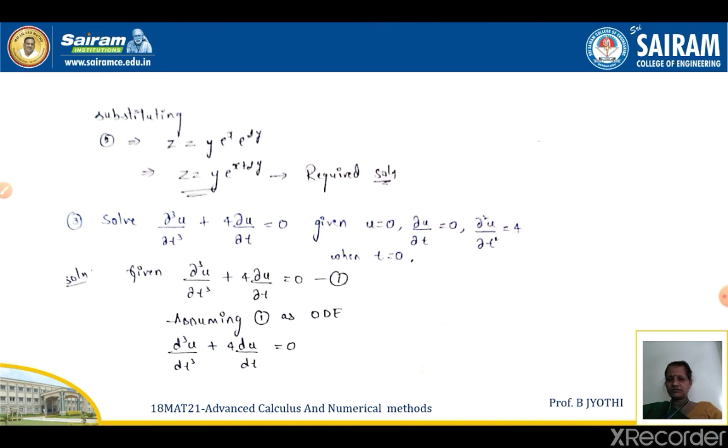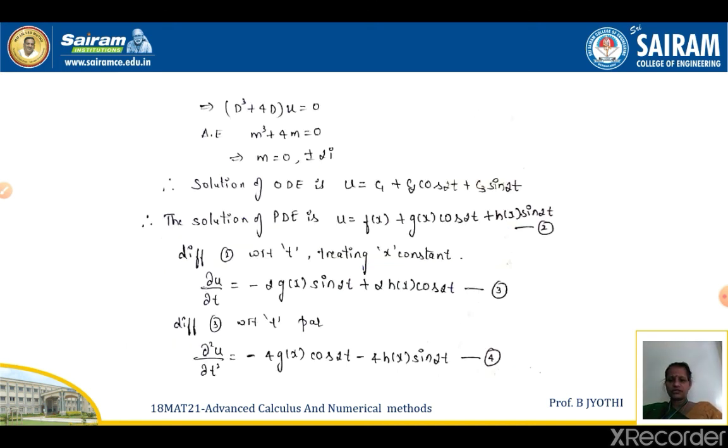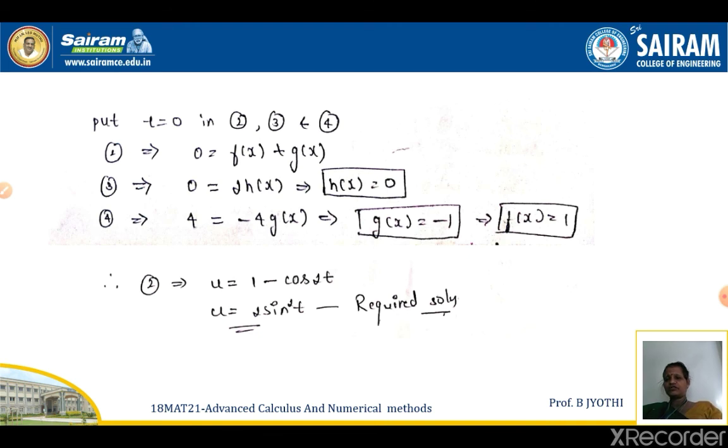Now we will substitute the conditions. Let us once again observe the conditions they have given. Here u is 0, dou u by dou t is 0, dou square u by dou t square is 4. So we have got u as this one, dou u by dou t as this one, and dou square u by dou t square is this one. So this is 4, here it is 0, here it is 0. Let us substitute and then see. So put t is equal to 0 in 2, 3 and then 4.